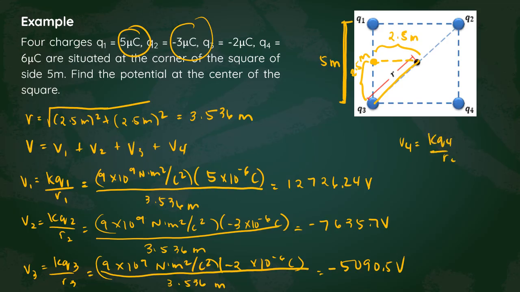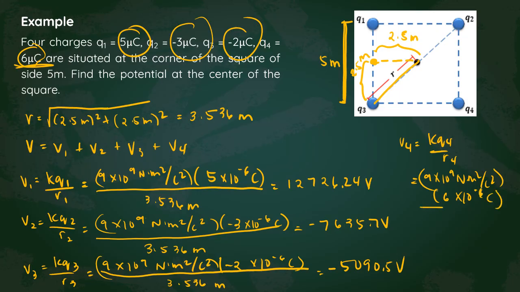Now for V4, that's kQ4 over r4. And that will be 9 times 10 raised to 9 newton meter squared per coulomb squared, multiplied by the charge for Q4, which is 6 times 10 raised to negative 6 coulombs, all over 3.536 meters. So your V4 will be, if you input that in your calculator, 15271.5 volts. Since this is electric potential, our unit is volts. When you cancel it, you are left with newton meter per coulomb, and newton meter is joules, and joules per coulomb is volts. So we now have our values for V1, V2, V3, and V4, and we just need to take its algebraic sum.